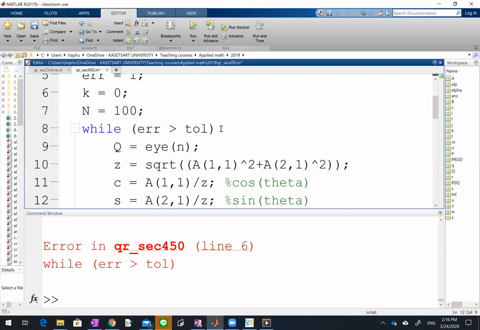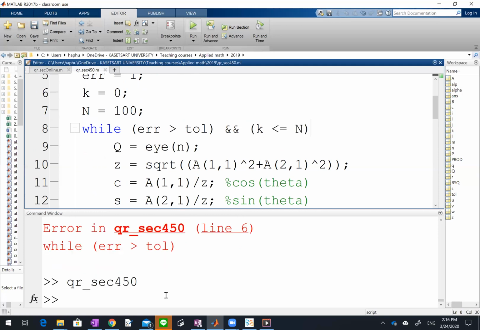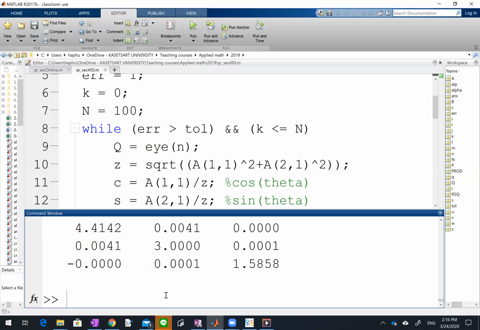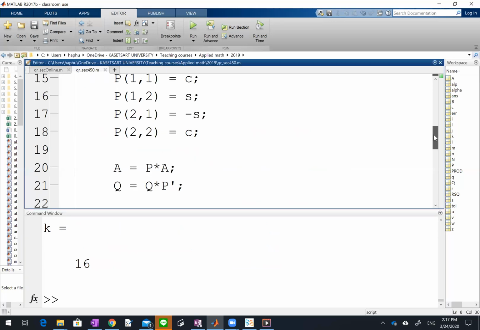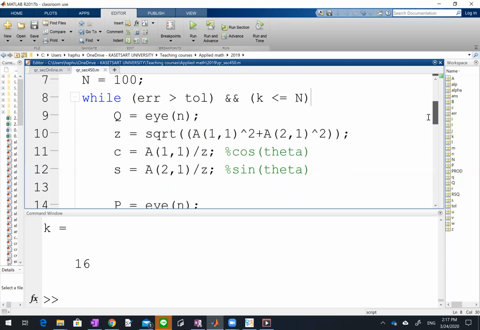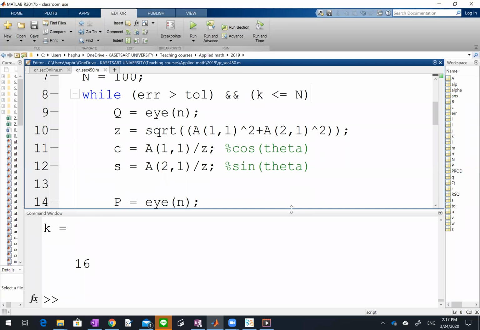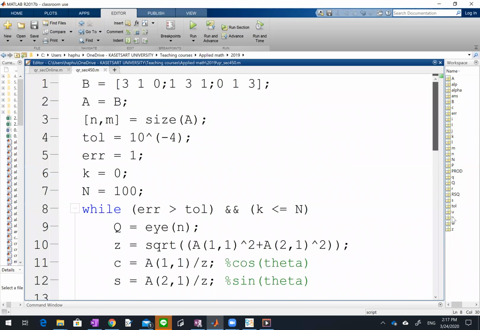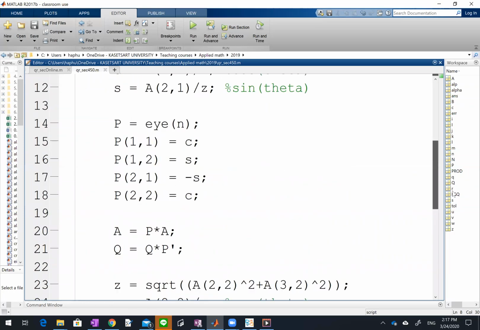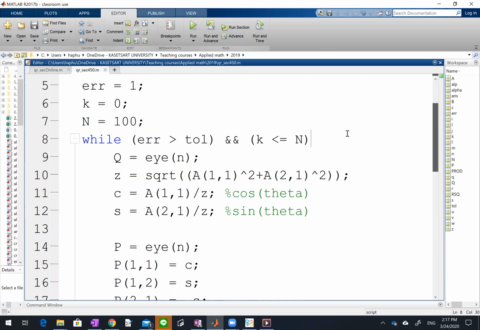So while ERR is greater than the tolerance and K is less than or equal to N, then just keep going. Okay, let's see my A, and let's see my K. So I've run the code 16 times. Okay, and then I have two things that are repeated here. So I want to make it a loop.